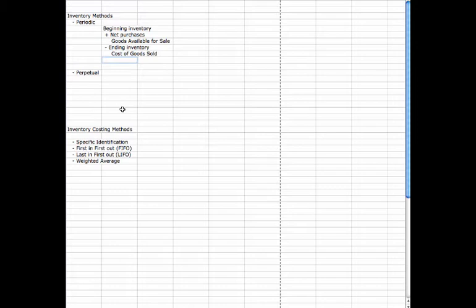Now, besides the physical flow and the actual quantities that are available within our organization, where we keep track of it using periodic or perpetual, the other part of keeping track of inventory is what the inventory costs. Now we look at the inventory costing methods. There's basically 4 ways that we keep track of inventory. First is specific identification. Specific identification is where we specifically identify the cost of the specific inventory item that we have in inventory or the inventory item that we have just sold to a customer.